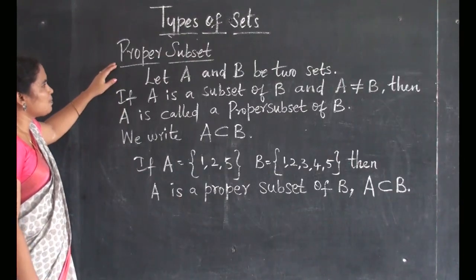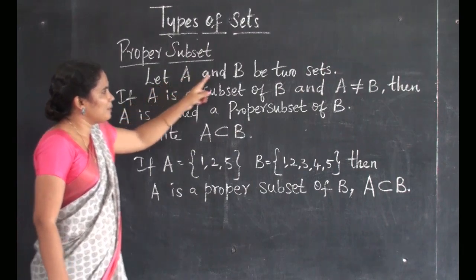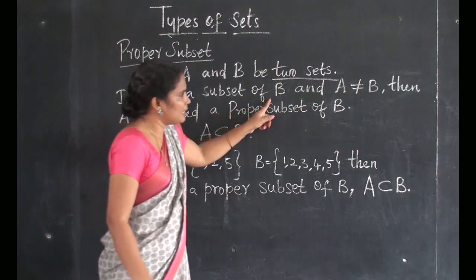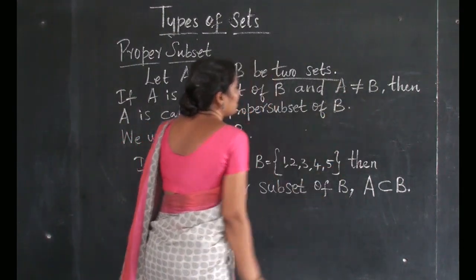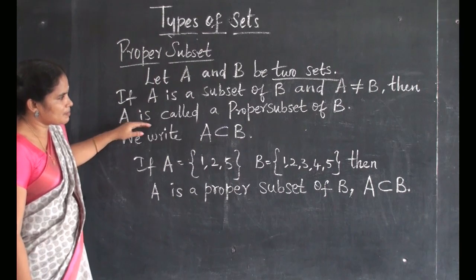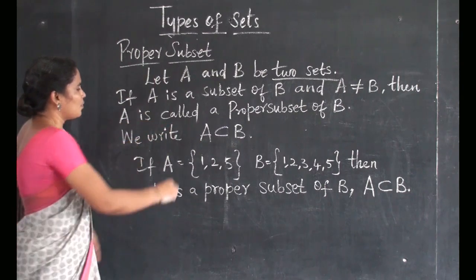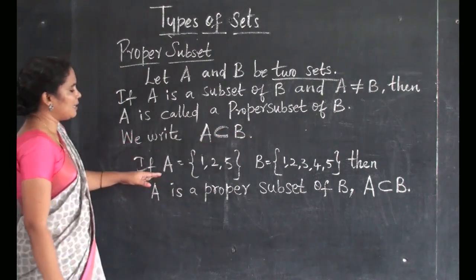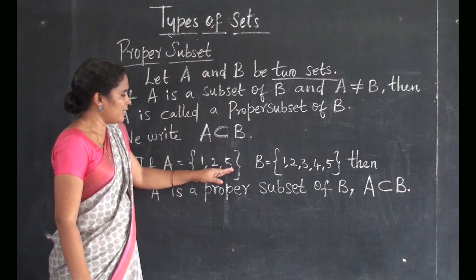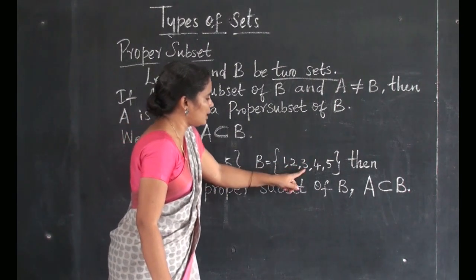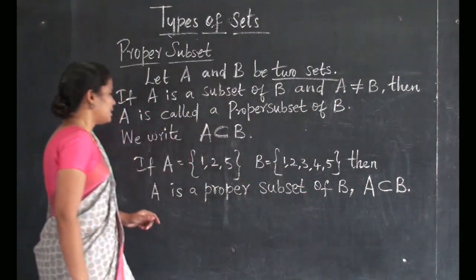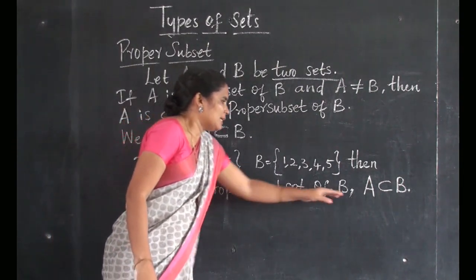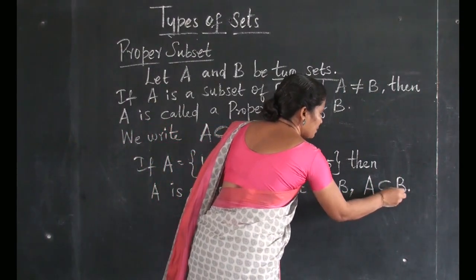Now let us know what a proper subset is. Let A and B be two sets. If A is a subset of B and A is not equal to B, then A is called a proper subset of B. We write A ⊂ B for a proper subset. If A = {1, 2, 5} and B = {1, 2, 3, 4, 5}, then it is a proper subset.